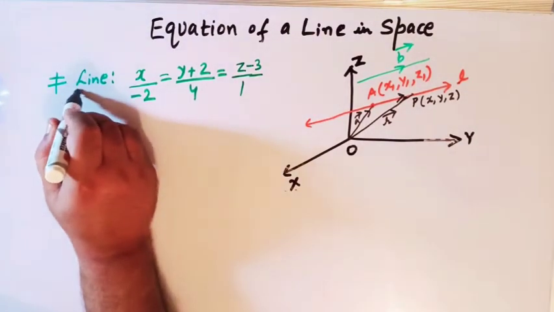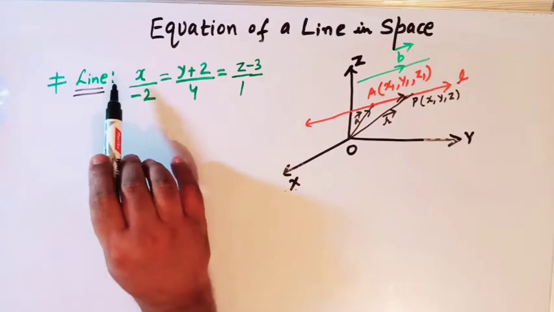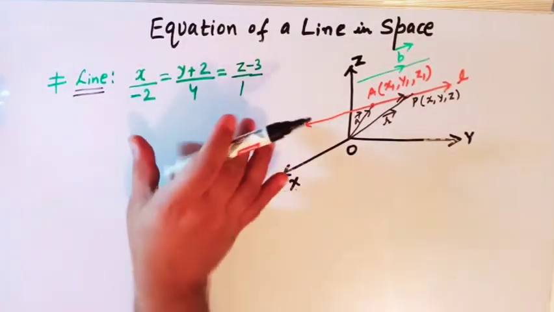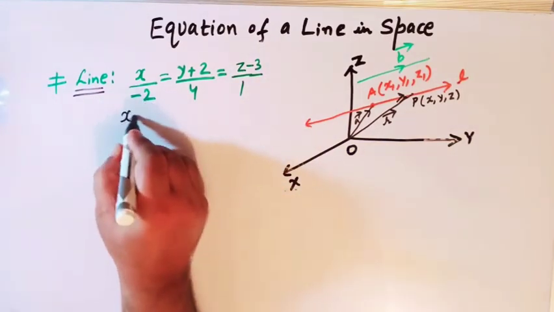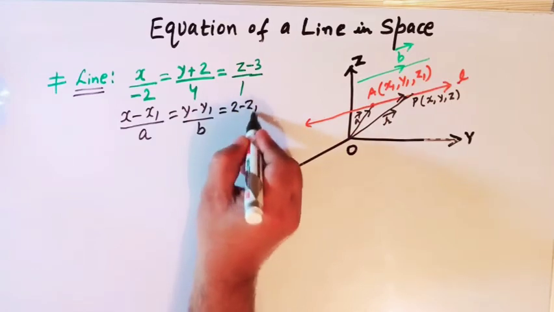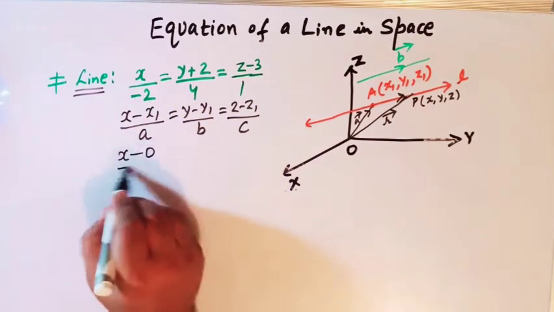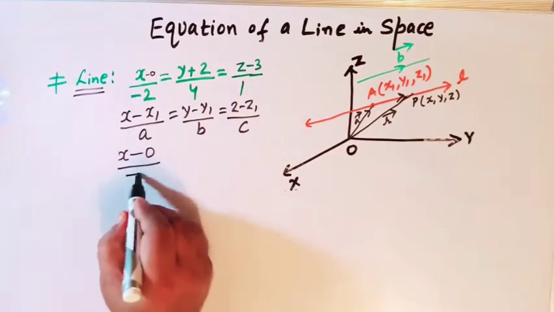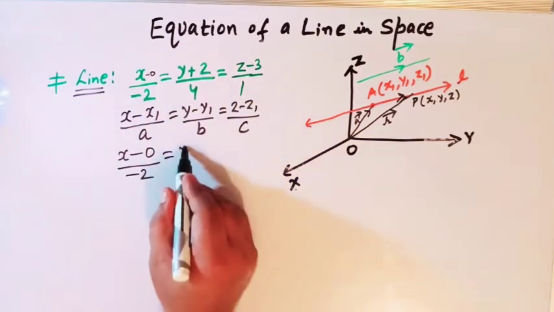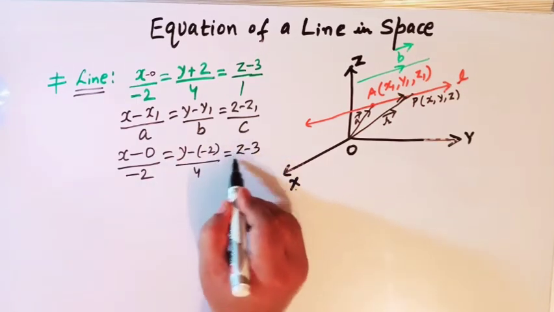Now viewers, let us take some illustrations here, and these illustrations will be very useful for solving problems related to the equation of a line in space. So here I have taken the equation of a line, right? Now if we compare this equation with the standard equation, that is (x minus x1) over a, (y minus y1) over b, and (z minus z1) over c, we see that this line can be written as (x minus 0) divided by minus 2, then (y plus 2), so (y minus minus 2) divided by 4, and then (z minus 3) over 1.